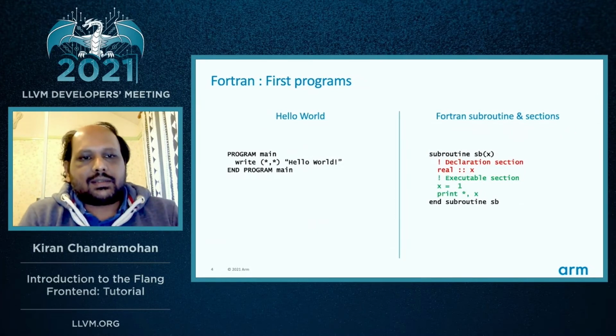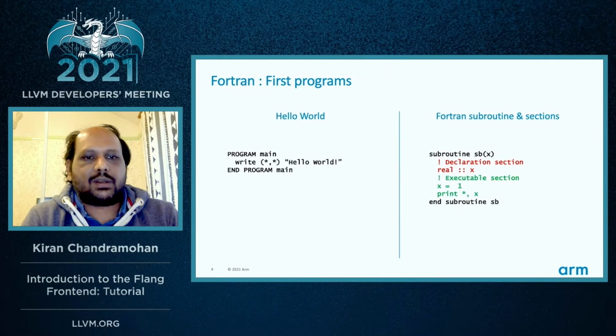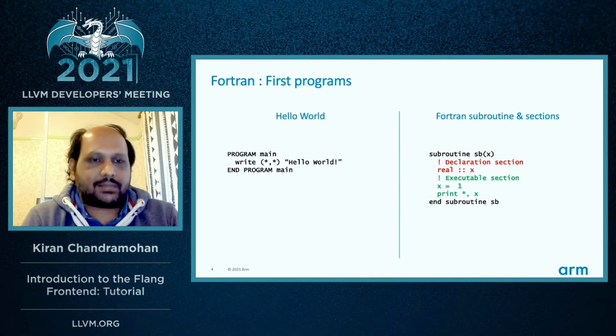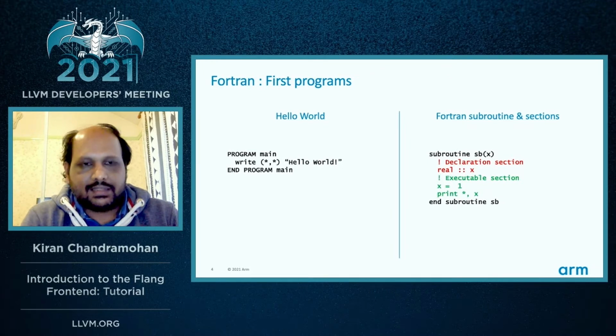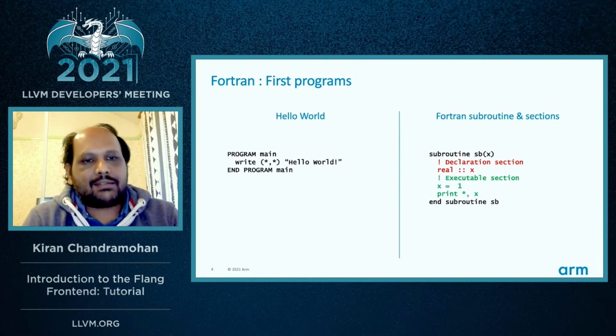So now we have a quick look at a few simple Fortran programs just to get a taste of it. In the tutorial, I show a lot of Fortran programs and show the parse-tree or the high-level IR corresponding to it, so it's good to have a bit of familiarity with Fortran. What I have on the left-hand side is the traditional Hello World program. A Fortran program starts with the program statement and ends with the end program statement. It can have a name as well. In this case, it's called main. And the body of this program is writing the hello world string to the screen.